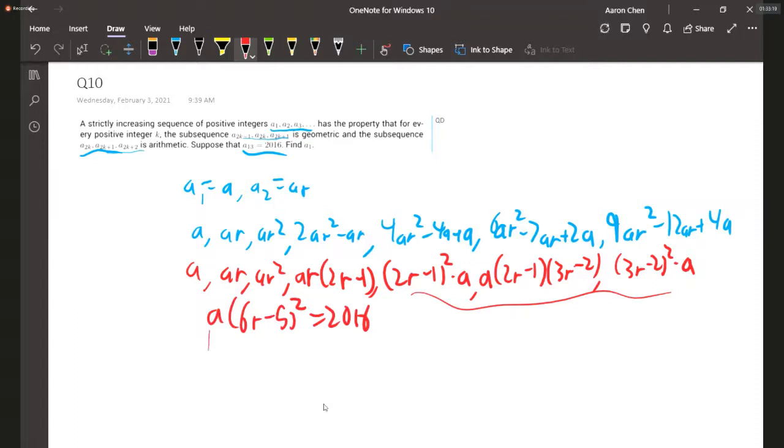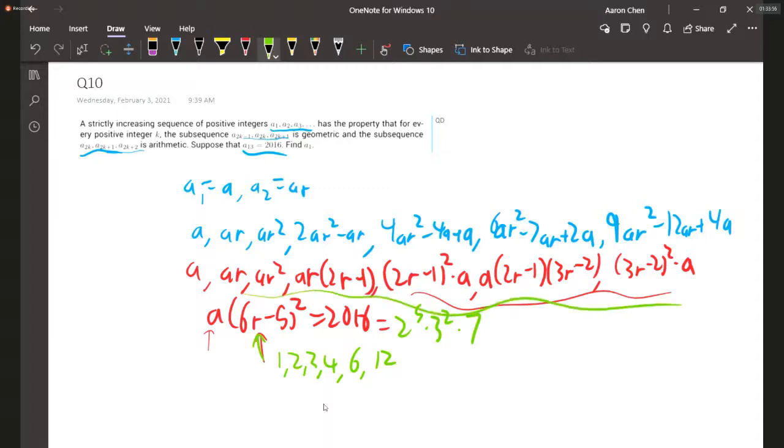And so now you know that A is an integer. The only squares that can possibly work for (6R minus 5) are, and 2016 factors as 2 to the 5th times 3 squared times 7. So the only possible squares here are 1, 2, 3, 4, 6, and 12. Remember that R doesn't necessarily have to be an integer, but all of these terms do need to be integers.